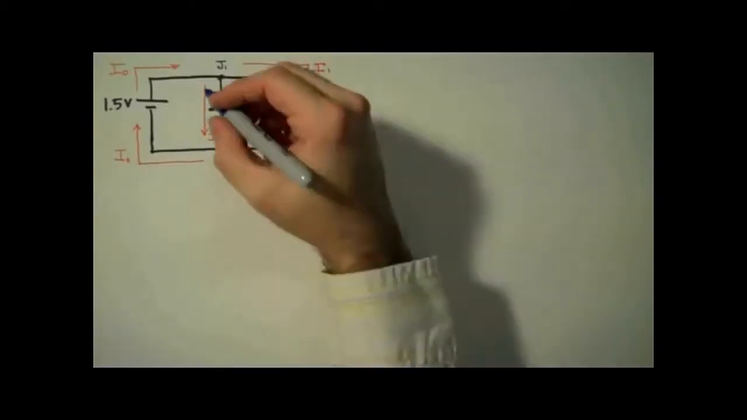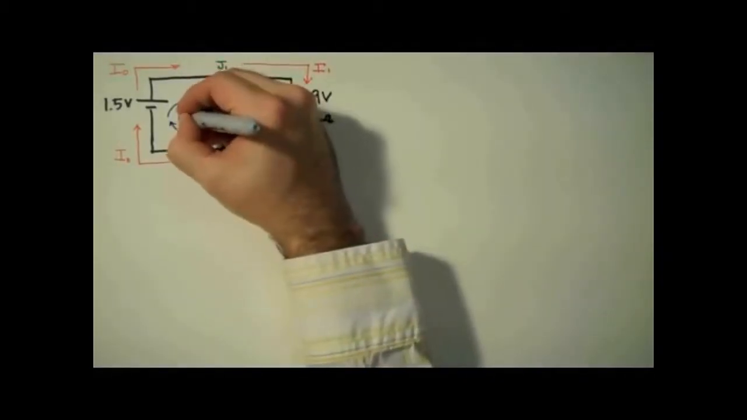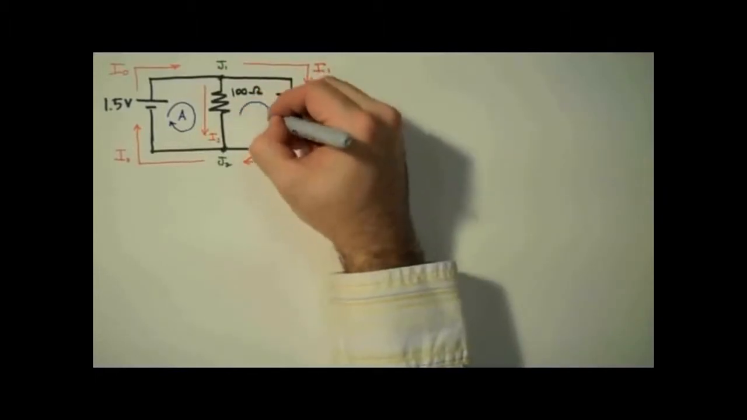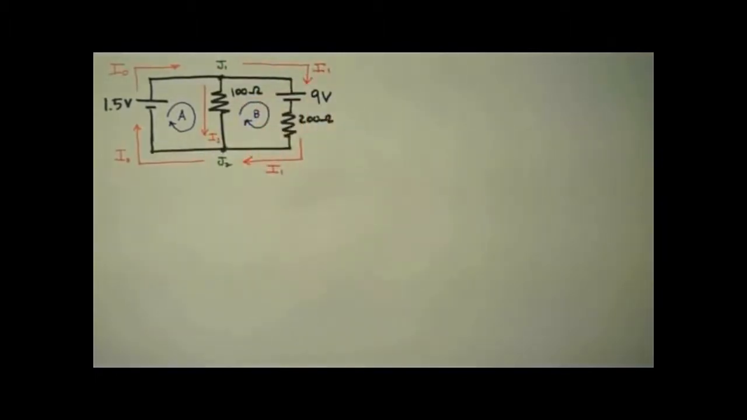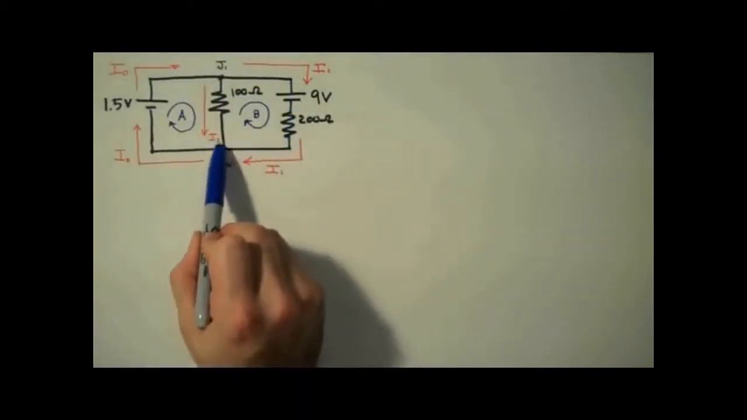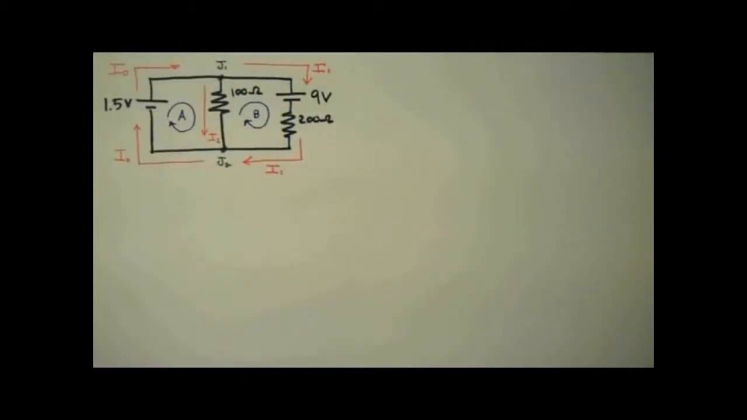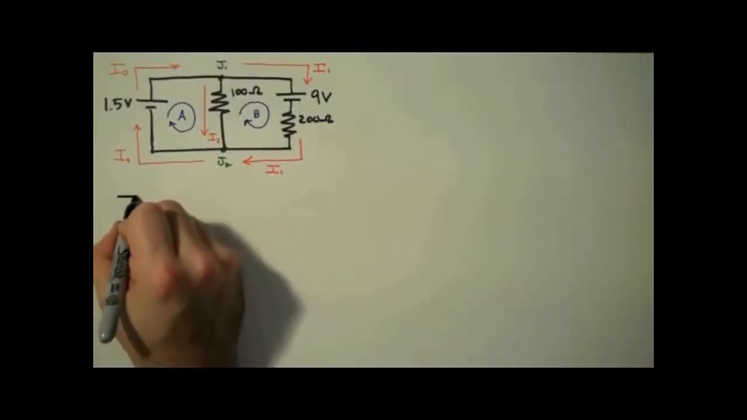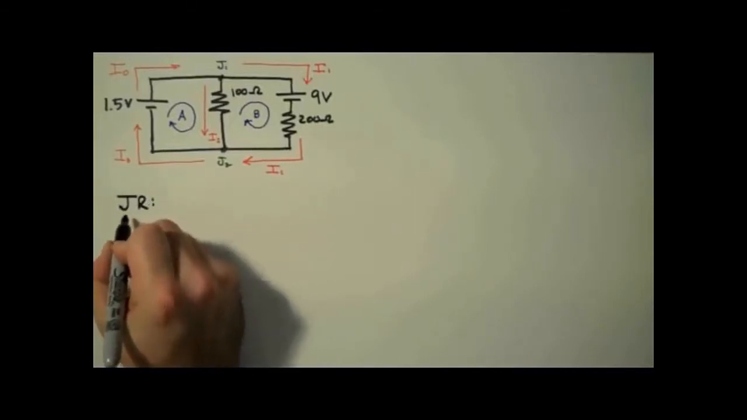Next, we label our loops. I'll label this loop A and this loop B. Just like the currents, the direction of your loops is arbitrary. And you can label this outer perimeter loop C if you'd like. I'm not going to. I anticipate we won't need it. Now that we've labeled our circuit, we're going to apply the junction rule.